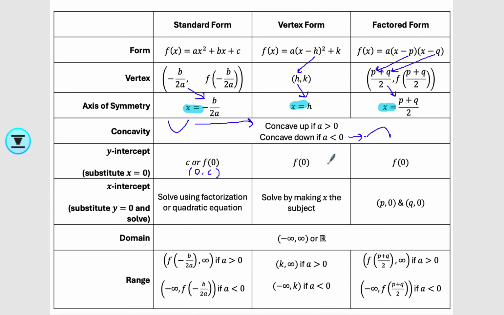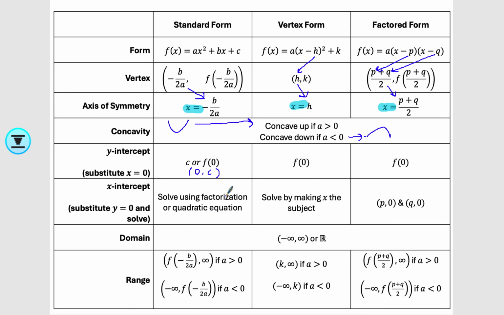In vertex and factored form, you have to substitute 0. So this just tells you to substitute 0 instead of x in f of x. On the other hand, if you want the x-intercept, you need to make y equal to 0, and then you have to solve. So you need to go back to how you solved quadratic functions and the techniques you've used. In standard form, we solve it either using factorization or the quadratic formula, or if you have a Casio calculator, you can go through mode 5, 3, or if you have a TI, you have the polynomial simultaneous solver.